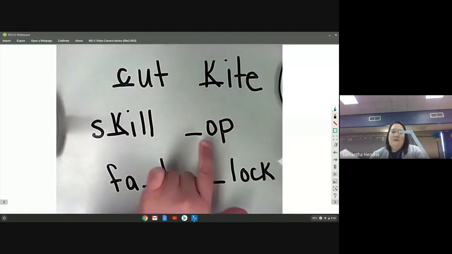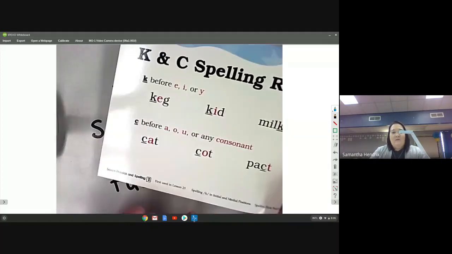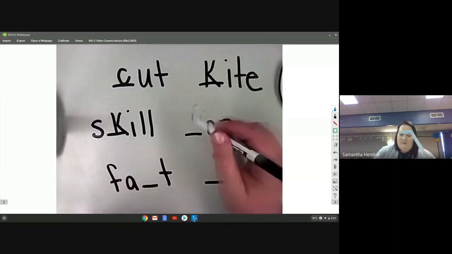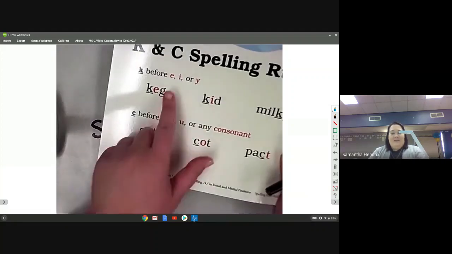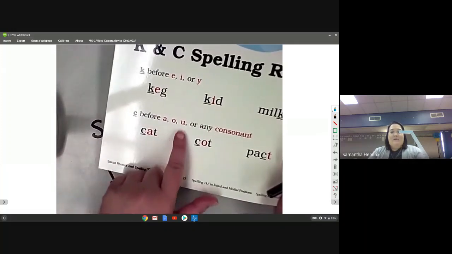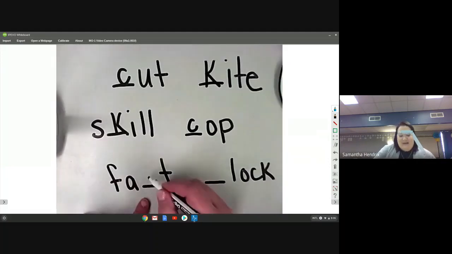Okay. Cop. This is an A, that's an O. So A, O, U, we're going to put a C before it. Act. Oh, it's at the end. Fact. So we have to look at the letter that would come after our K sound. What is that? That's a T. So let's look. E, I, or Y, not a K. C before A, O, U or any consonant. T is a consonant, so we're going to put a C there.